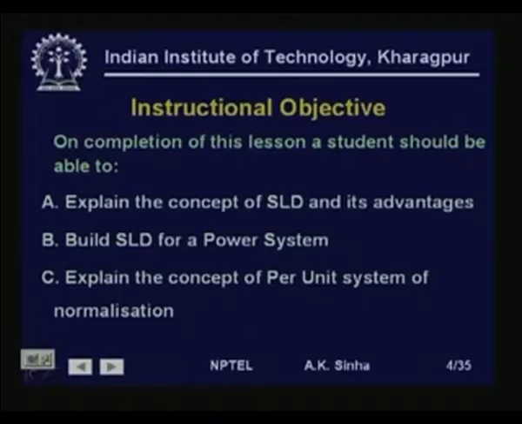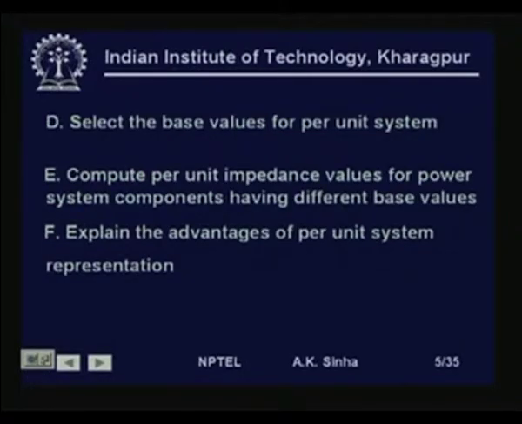Well, once you have gone through this lesson, you would be able to explain the concepts of single line diagram and what are its advantages. You will be able to build a single line diagram for a power system. You will be also able to explain the concept of per unit system of normalization and how to select the base quantities for the per unit system in a power system having different voltage levels and different power ratings of the equipment.